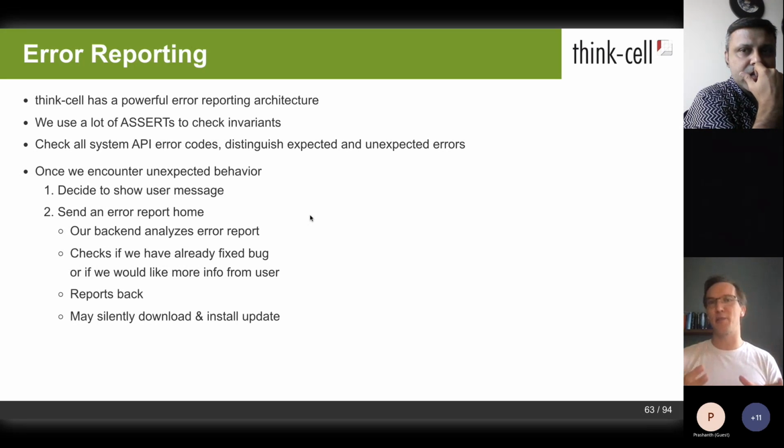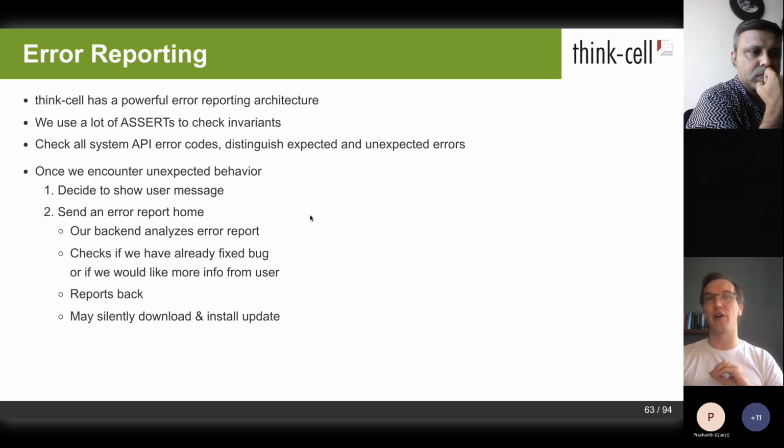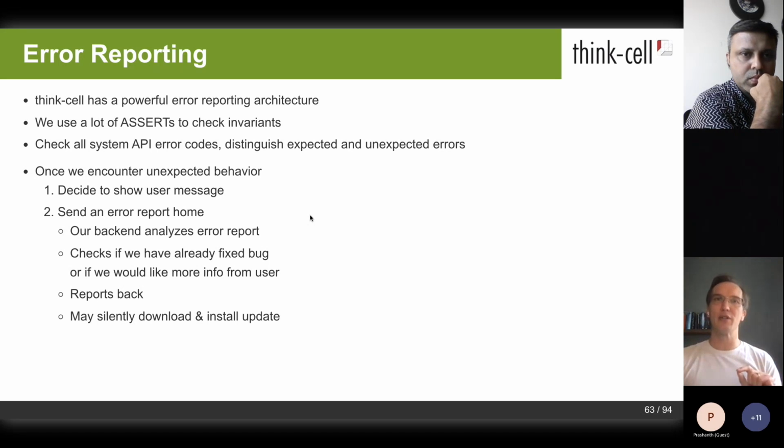So once we encounter unexpected behavior, error out of paper, or any assert failing, then we might show the user an error message. But what's more important is that we send a little snapshot of our application and a little error report home to our backend server. Our backend server can now analyze that error report, the assert that failed, or the unexpected return value returned from a system API call. It can check if we know that bug already, or if we have even fixed it in some release.